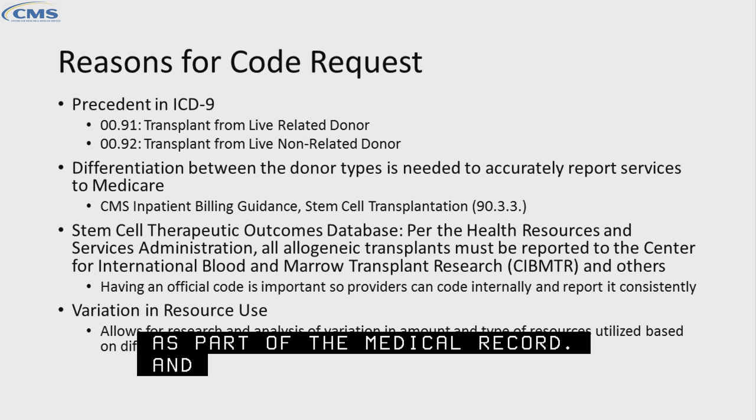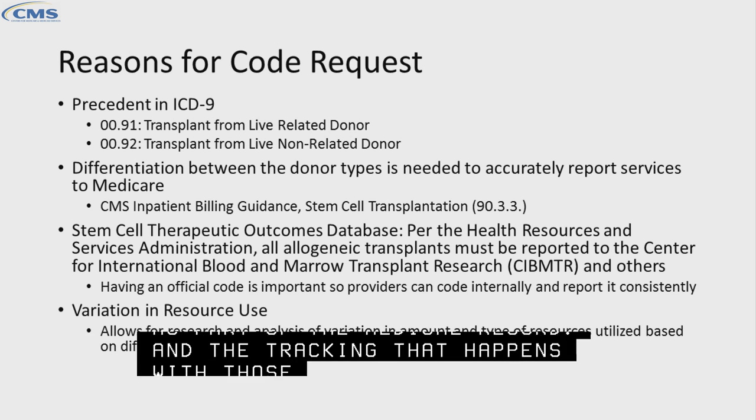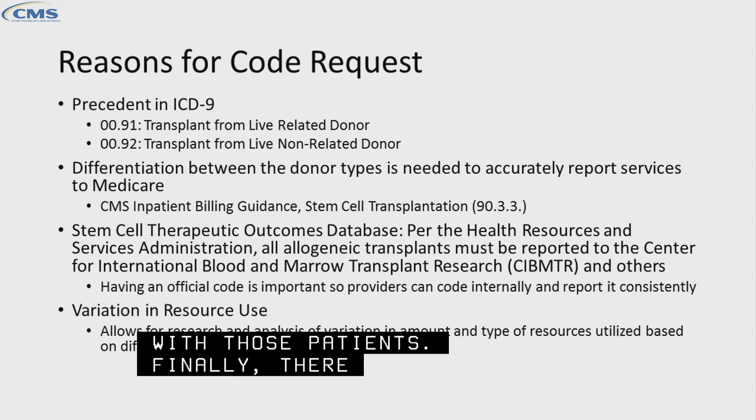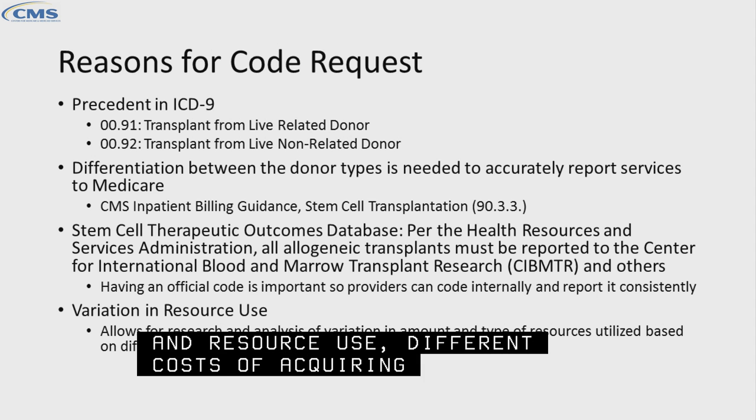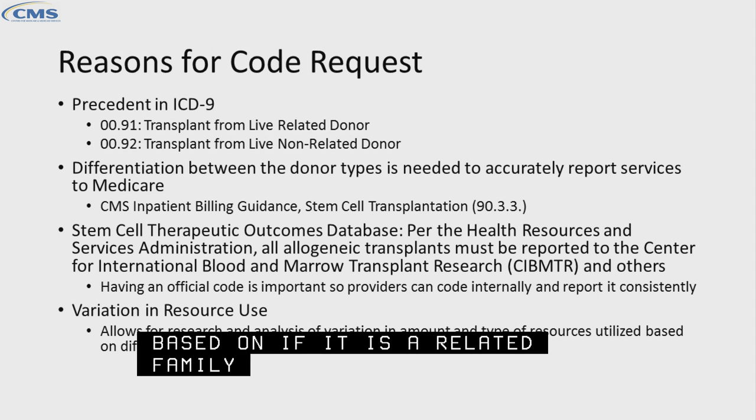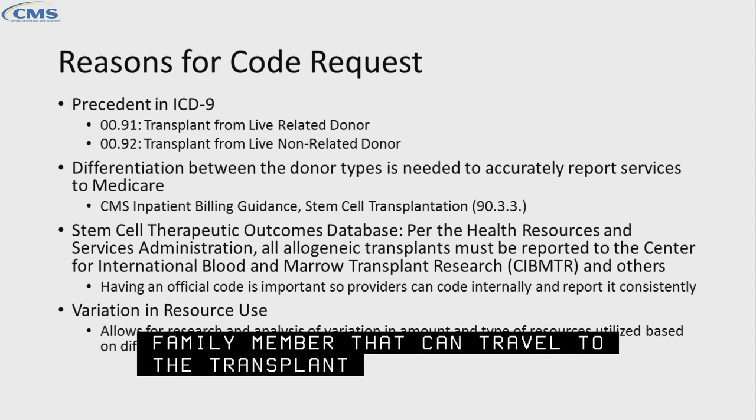And finally, there is a variation in resource use. So there are different costs of acquiring donor cells based on if it is a related family member that can travel to the transplant center and can have marrow extracted or apheresis performed there versus if it has to be one of the donors from the registry.